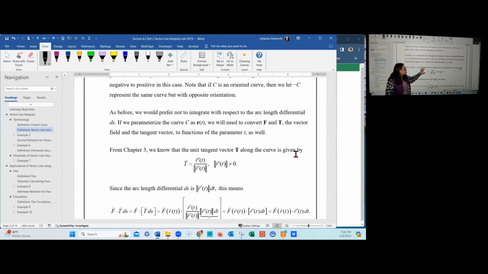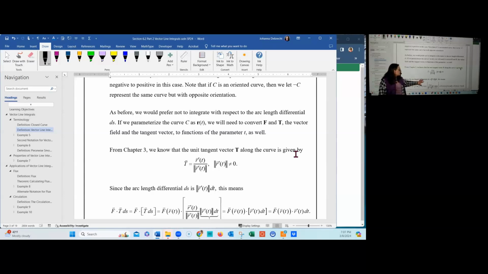We're going to start with the unit tangent vector along the curve. Recall that a tangent vector is the derivative of the parameterization, r prime of t. But that, of course, is generally speaking not a unit vector. To force it to be a unit vector, we divide it by its magnitude. We know that r prime of t is not the zero vector because it is a smooth curve, and that's part of the definition of a smooth curve.